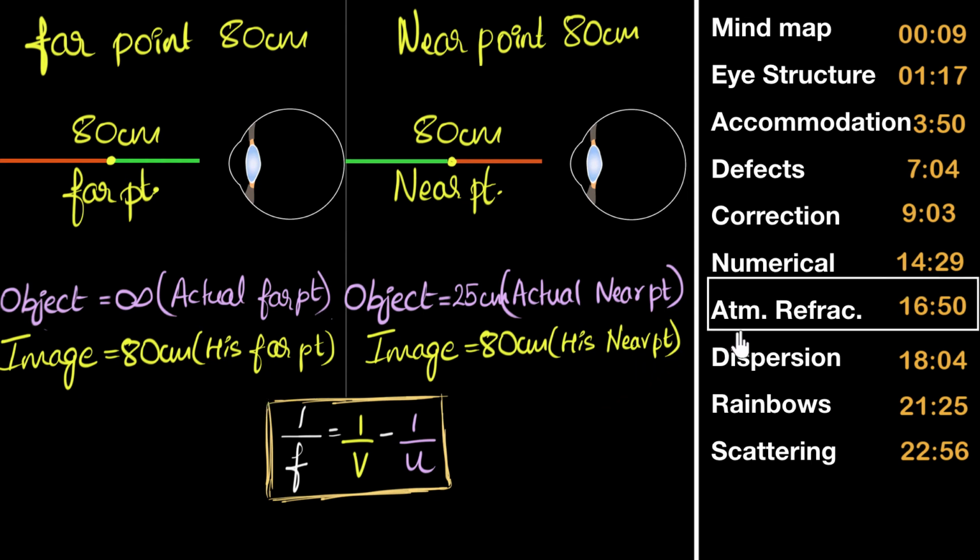This brings us to the next subtopic, atmospheric refraction. The first consequence of the atmosphere refracting light is the twinkling of stars. Why do stars twinkle?